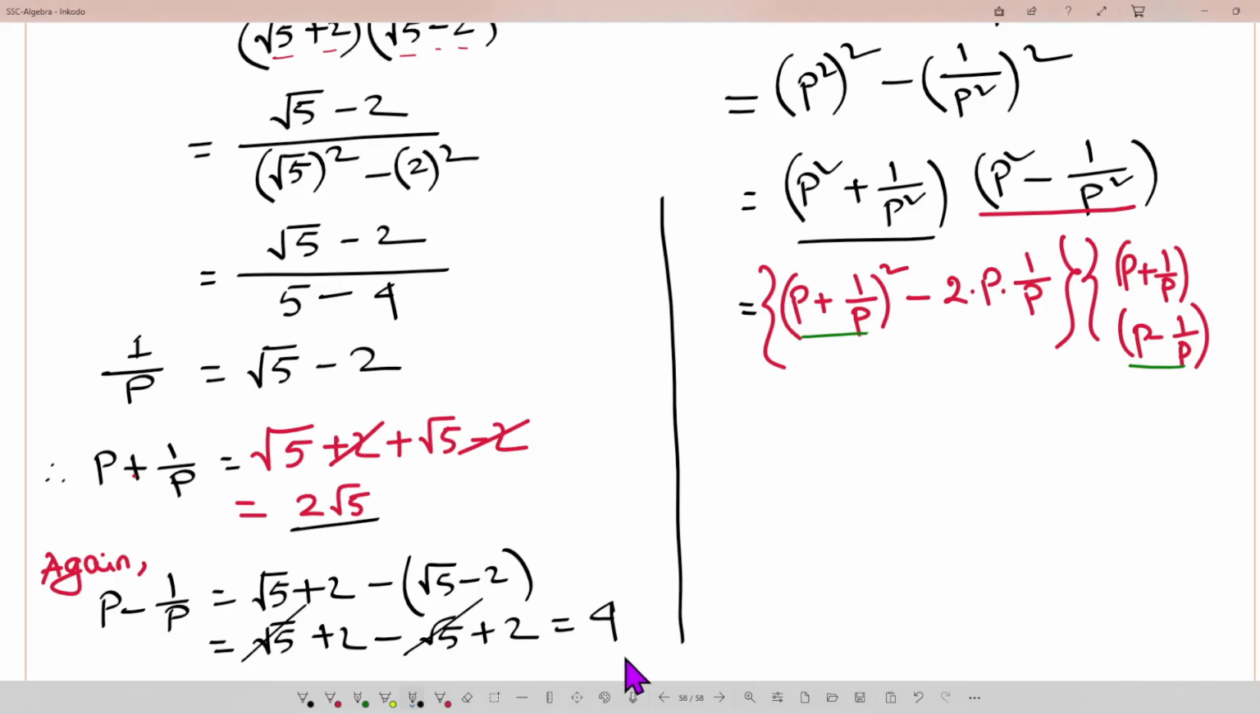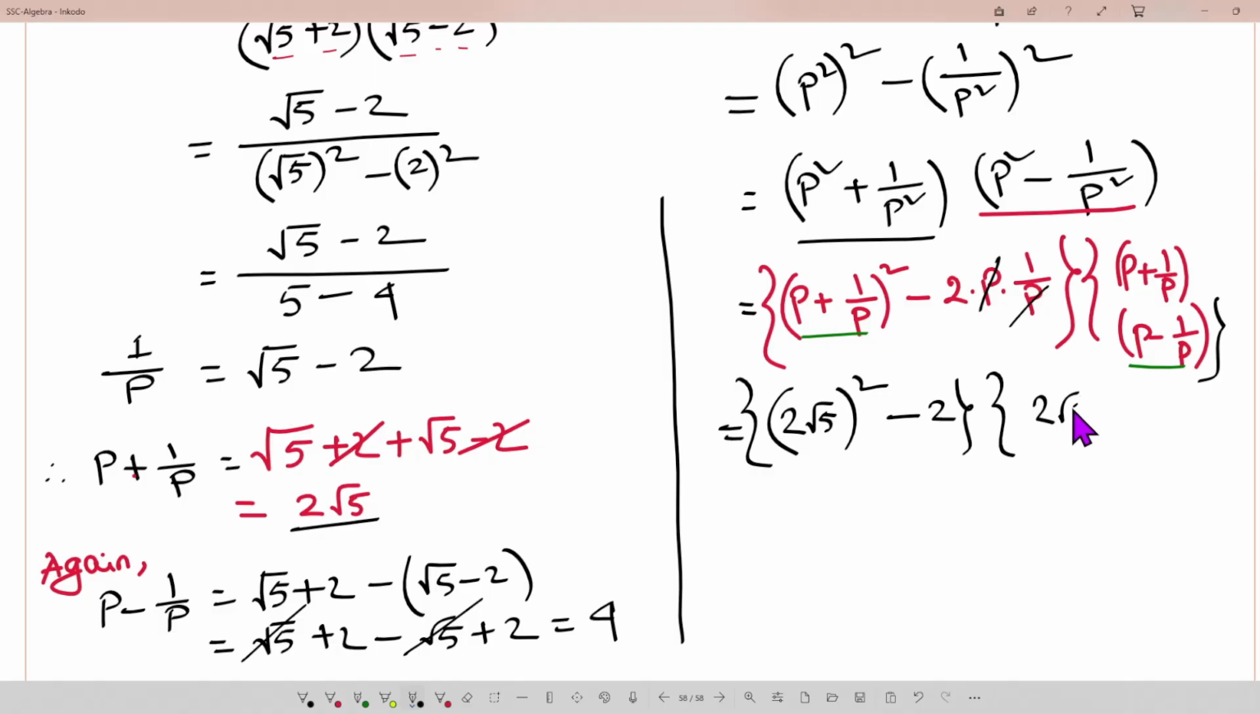Now one by one we will put these values in. P plus 1 by p we already have as 2 root 5, and here is the square. This root 5 squared gives 5, and we can keep the second bracket. Again, here is p plus 1 by p, which means 2 root 5, times p minus 1 by p, which is 4. Then 2 squared means 4.